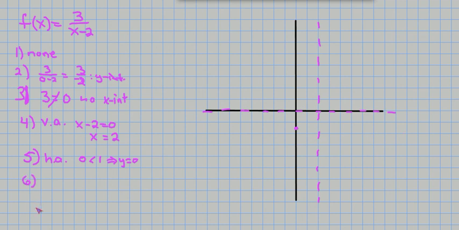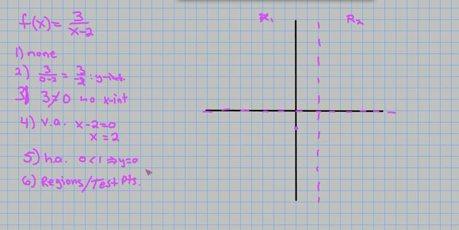Alright, our sixth step, this is one we didn't really talk about yet, was regions and test points. So on this one, we have no x-intercepts, but we do have a vertical asymptote. So everything to the left, we're just going to call region 1. Everything to the right, we're just going to call region 2. So I need to pick some values to the left and to the right. Well, let's start out with to the right. So let's just go with 3.